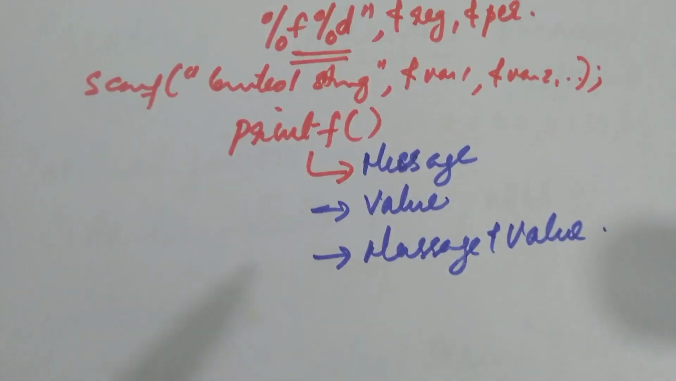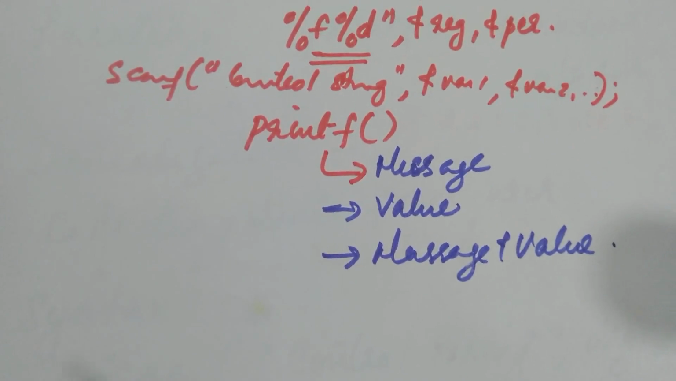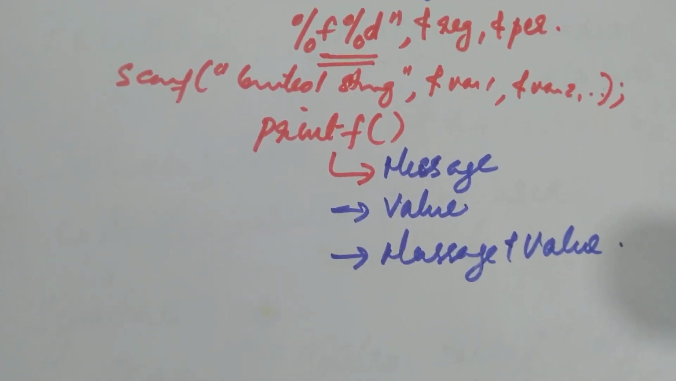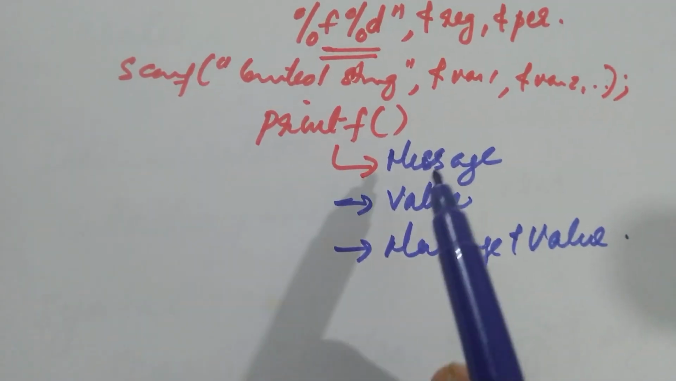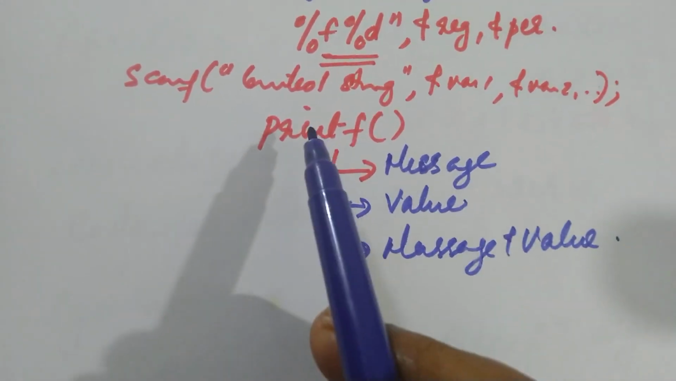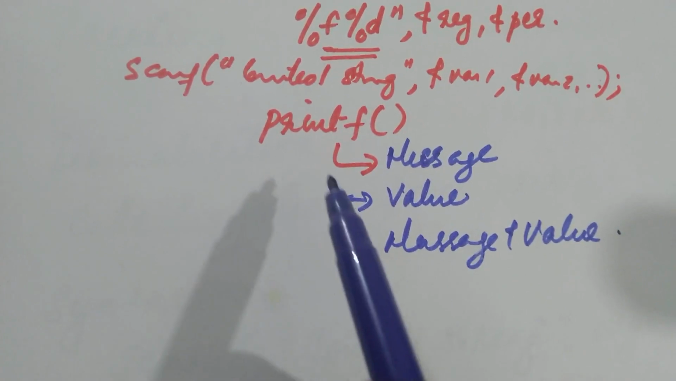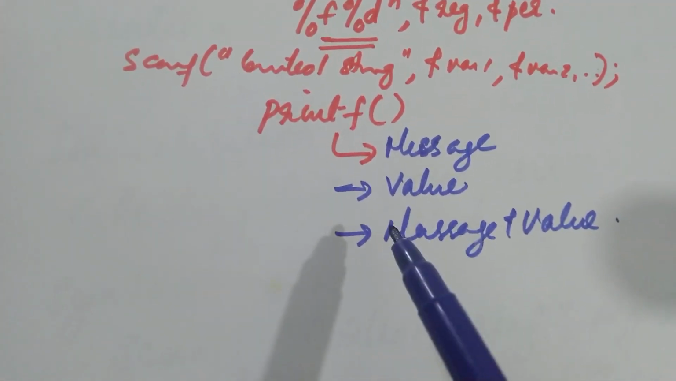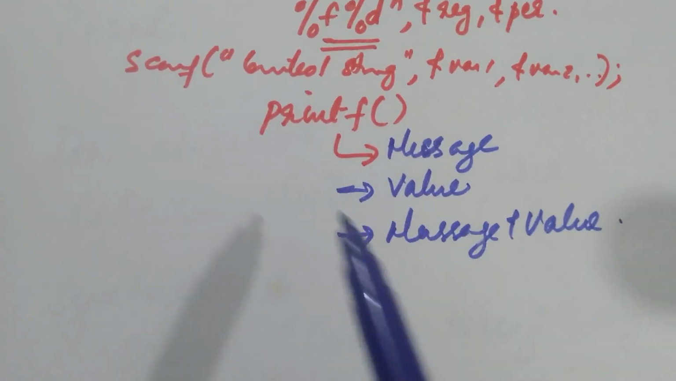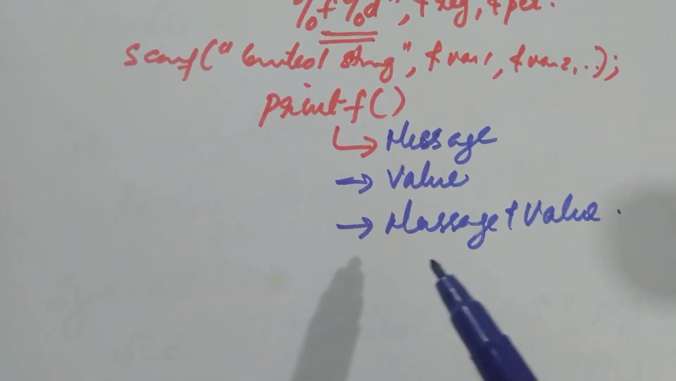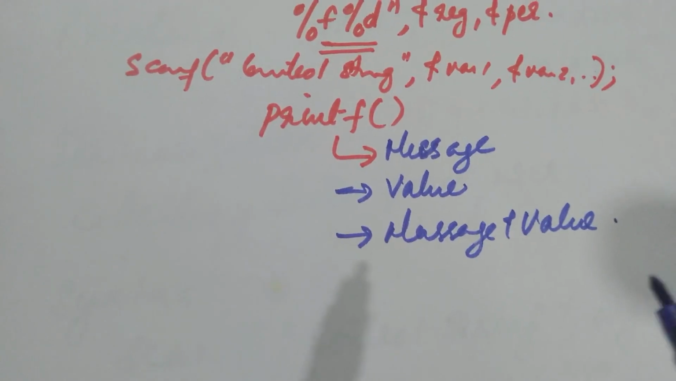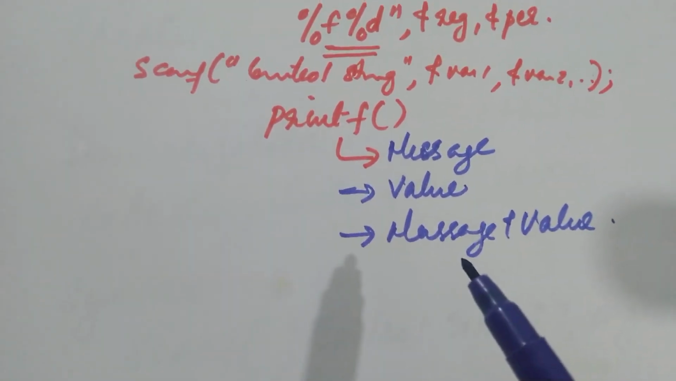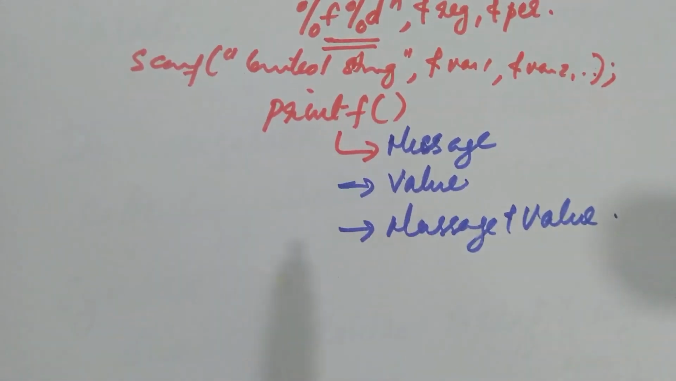Sometimes we may need to print just a message, a prompt message, that is, enter 2 numbers or enter the name of the student, etc. So the prompt messages can be printed using the printf statement. Sometimes we have to print the values as 10, 20 or something like that. And in some situations we have to print both message and value, that is, sum of 10 and 20 is 30. So there is a combination of message and value. For all these purposes, we can depend on the printf statement.